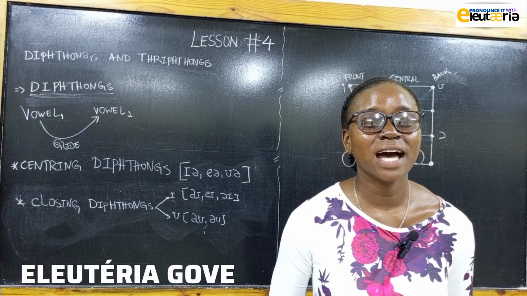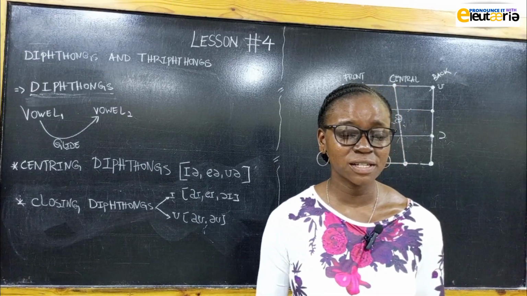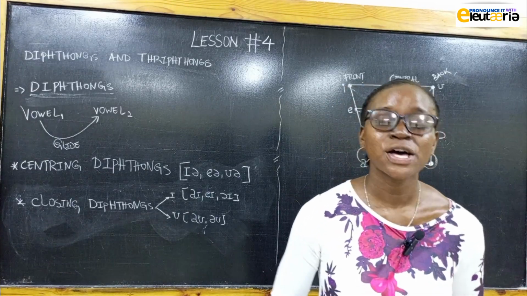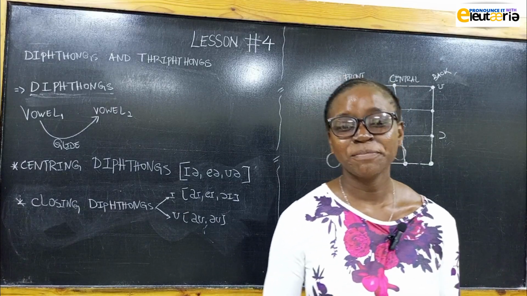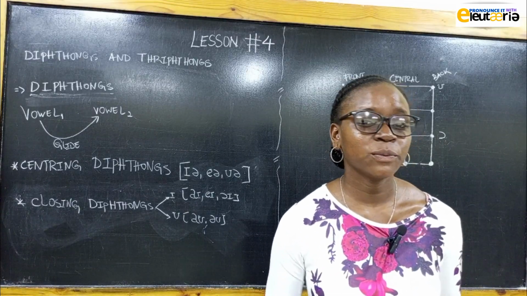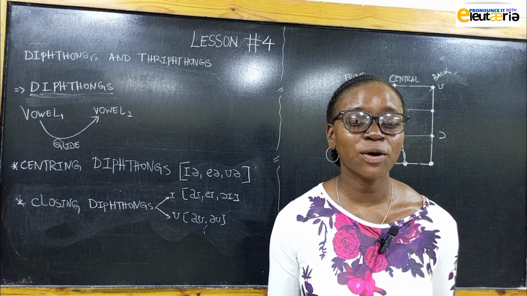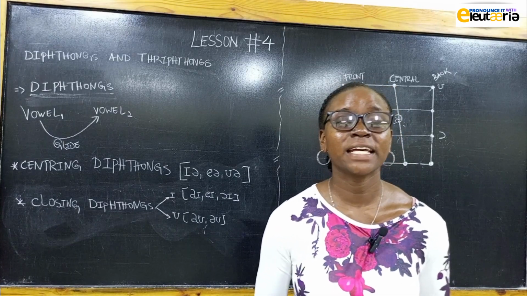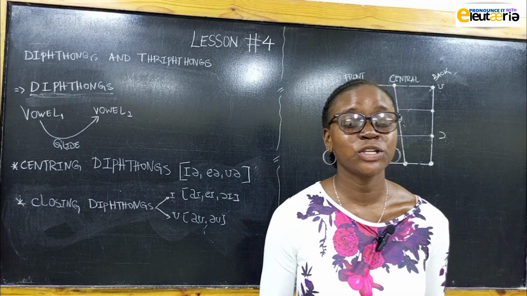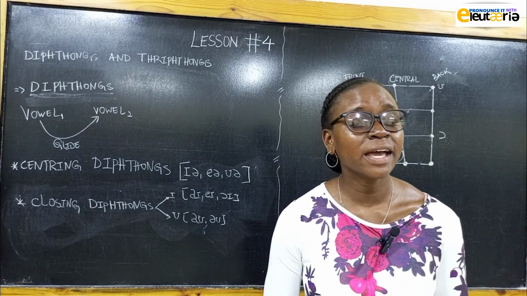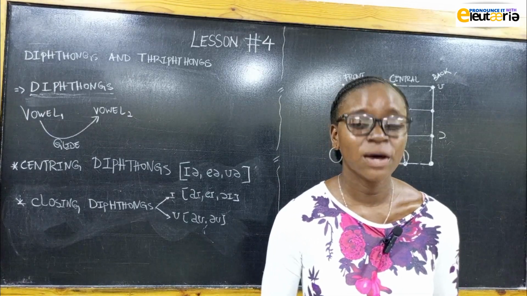Today we are going to discuss diphthongs and triphthongs, which are variations of vowel sounds. In the previous lesson, remember we introduced the study of English vowels. We've said that the vowels are those sounds that we produce without any obstruction to the airflow.